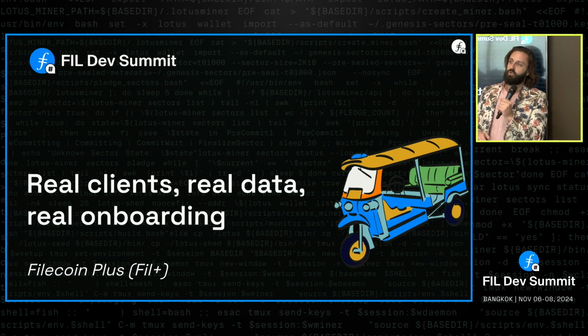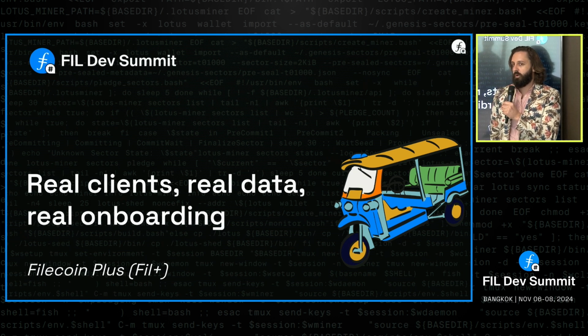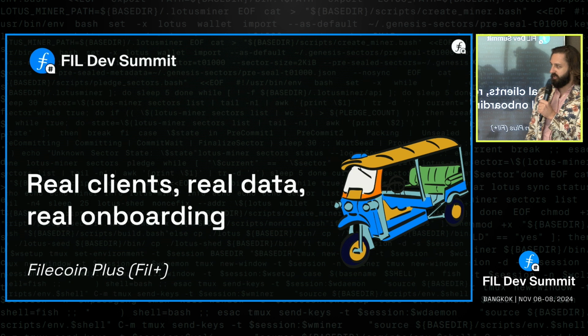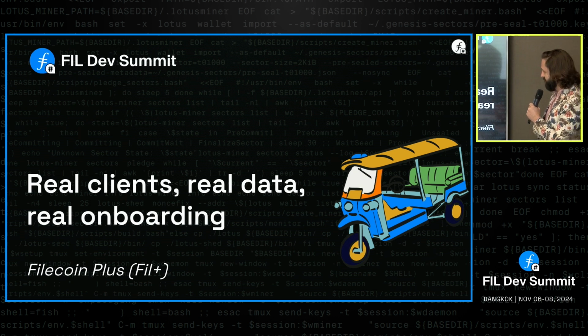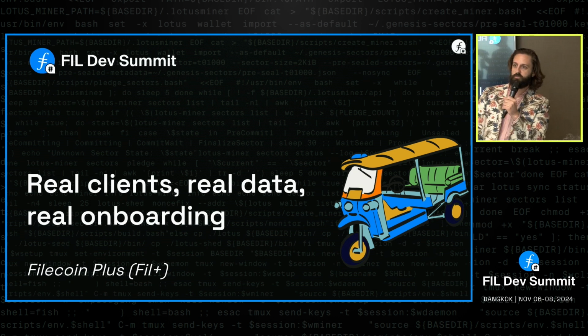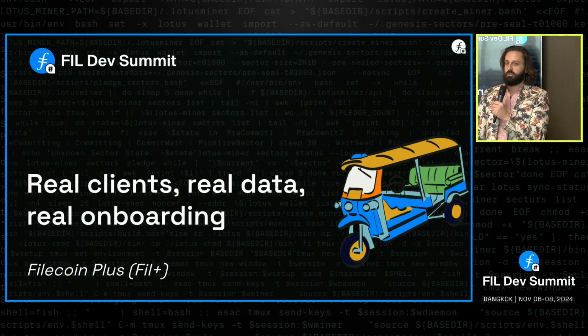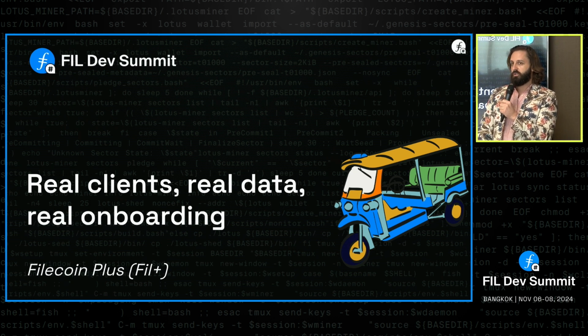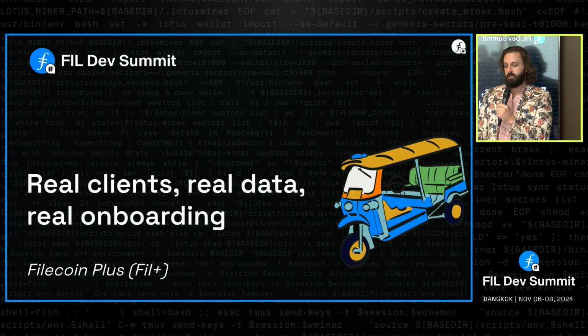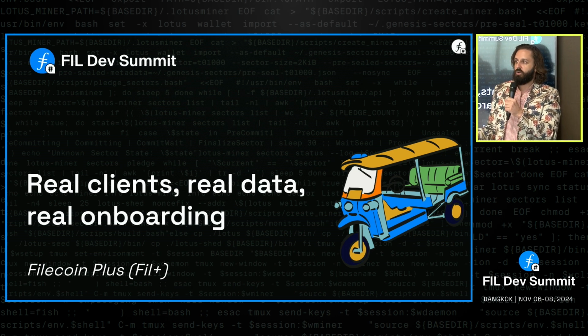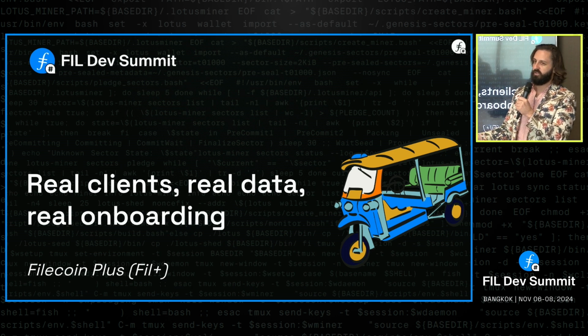So as a reminder, the Filecoin Plus program is meant to incentivize real clients with real data doing real distributed onboarding. That's what we're trying to incentivize. We try and give a network subsidy to that behavior pattern. And then it is a question of, well, how do you know if it is a real client? How do you know if it is real data?